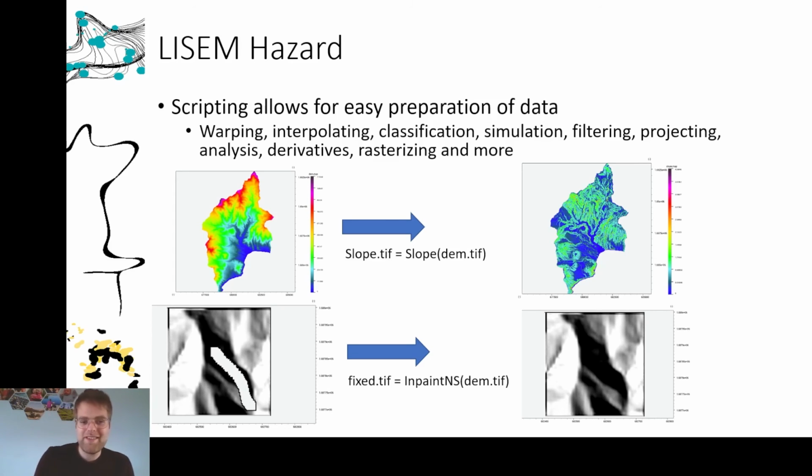So in the example here, we have an elevation model. We can calculate the slope in a single line, or if we have some missing data, we can fill that in, also using a single line command.